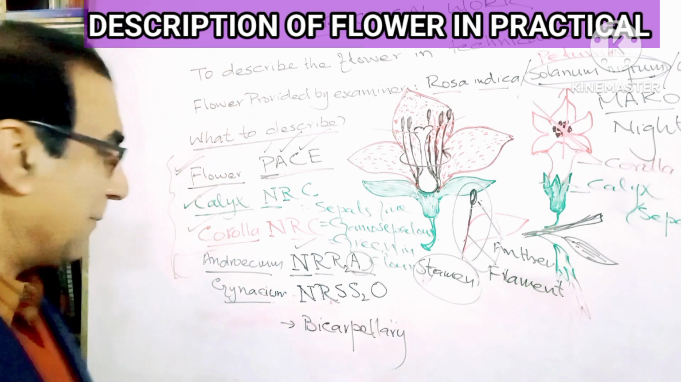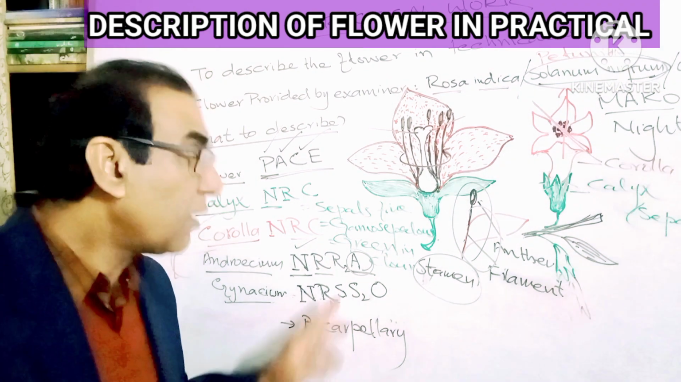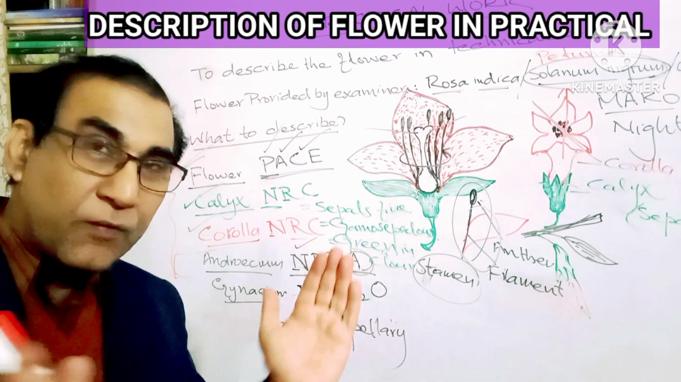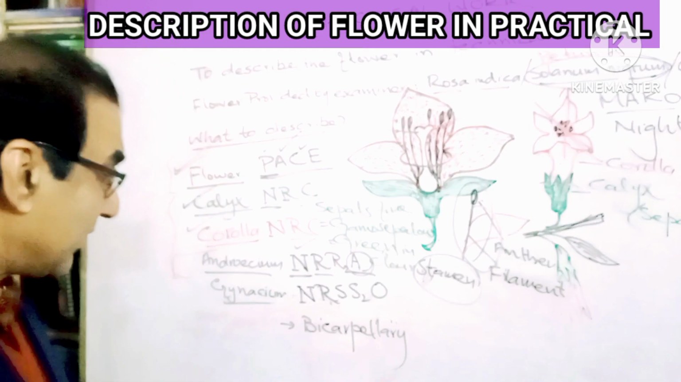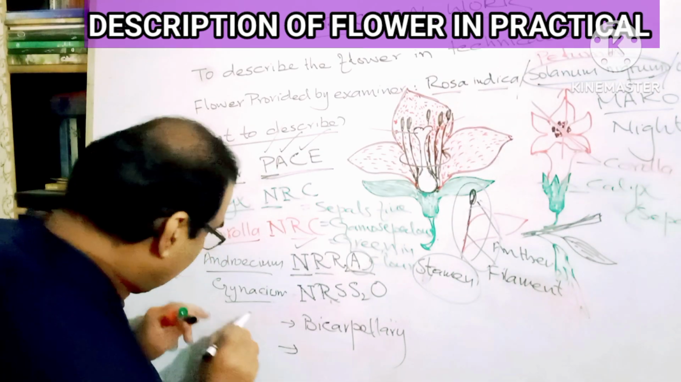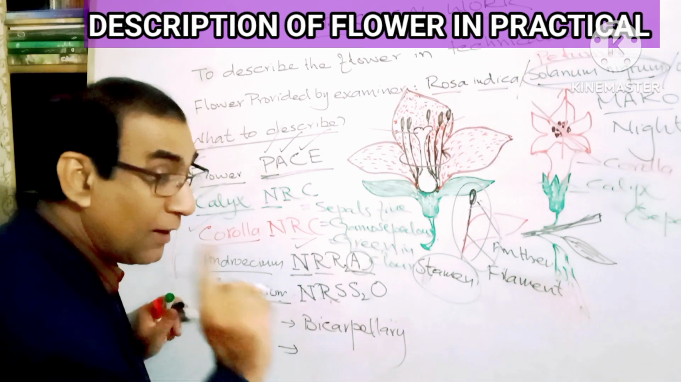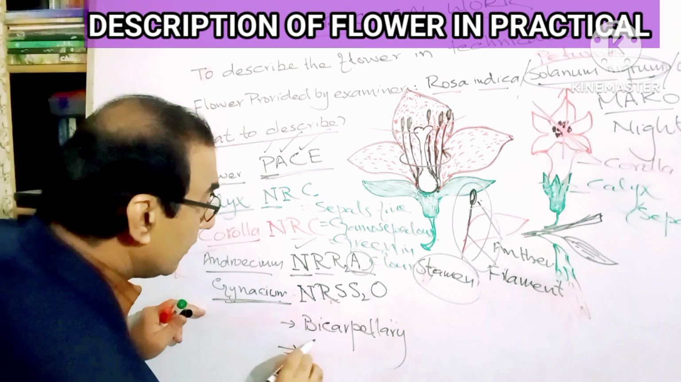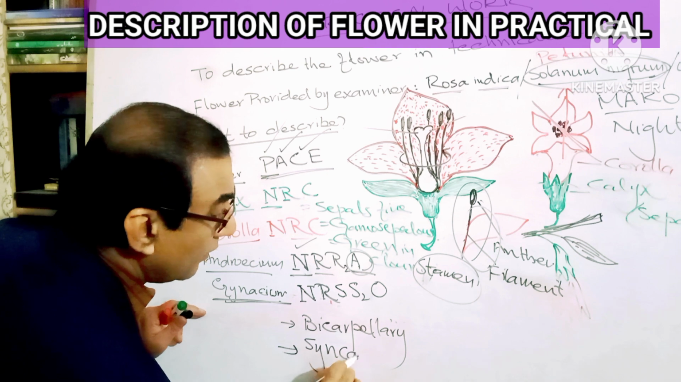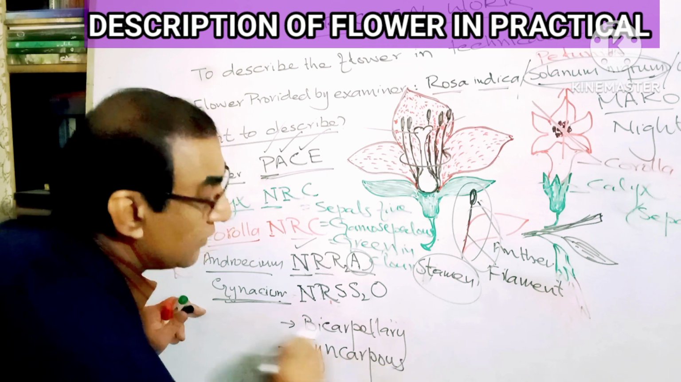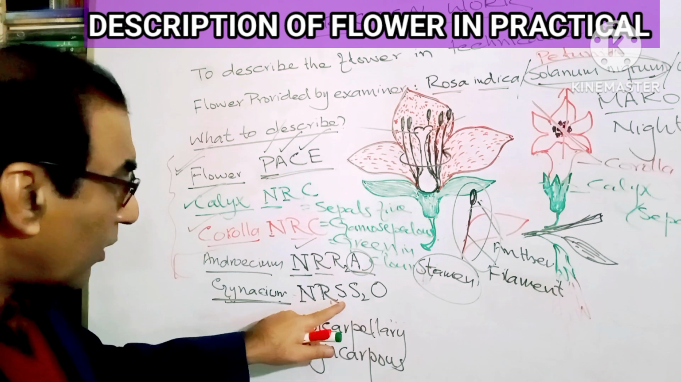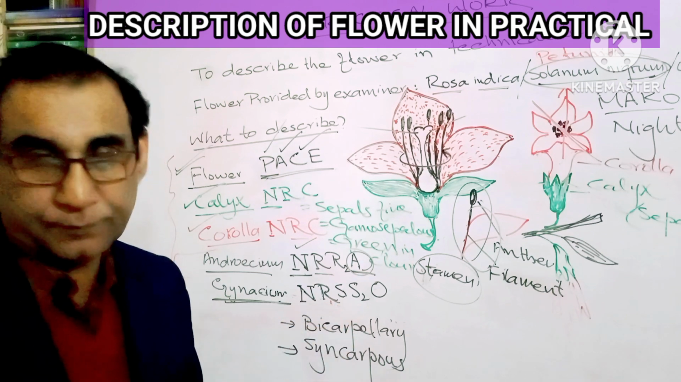Okay, come back. It is bicarpellary. Then their relationship. If they are living together, then you will say what? Syncarpous. Gynoecium is syncarpous, not carpels. Syncarpous. Relationship. And then what is S and S2?